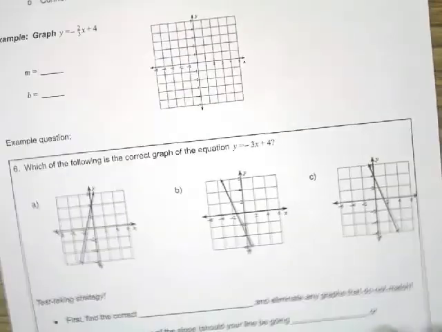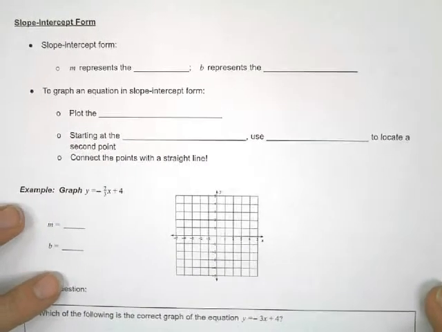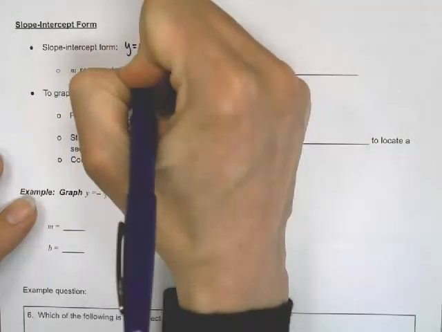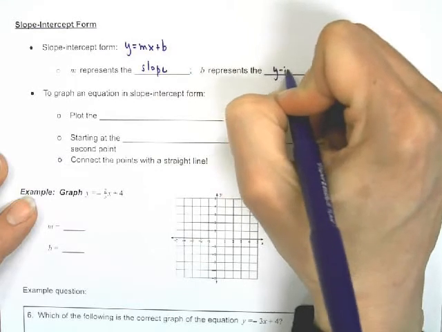Okay. Next topic is our slope-intercept form, which hopefully we can all say in our sleep by now. Slope-intercept form we know is y equals mx plus b. m represents the slope of our line, and b represents the y-intercept.